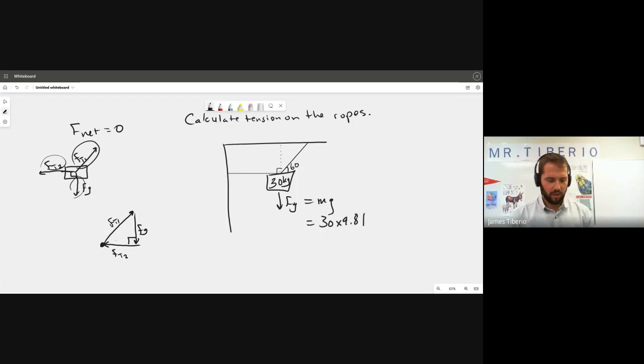Let me calculate that real quick. 30 times 9.81 is 294.3. That is this side of our triangle. And we say, okay, hold on. Is there anything else I can figure out? Currently, I didn't give either of the other sides. We have one angle, but that doesn't tell us anything about the other two angles.